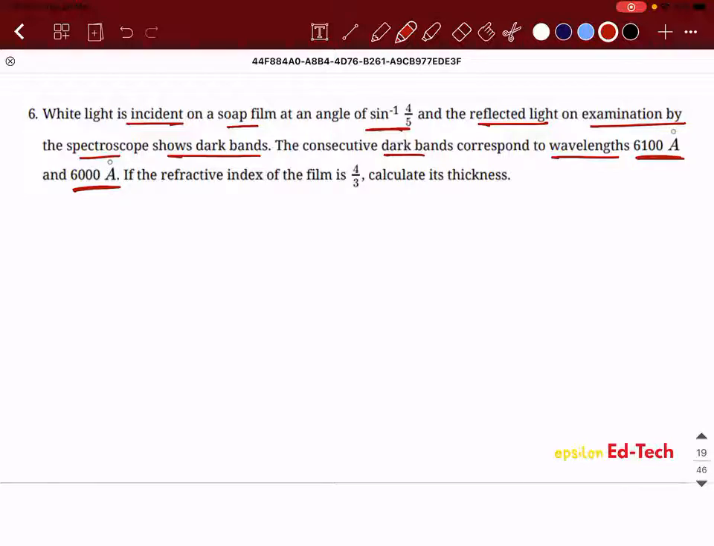I'm extremely sorry about this question. This is not a part of the syllabus. I'm extremely sorry. Marks will be awarded. Don't worry about it. Because you don't have the concept of YDSE inside a medium. Okay, marks will be awarded.